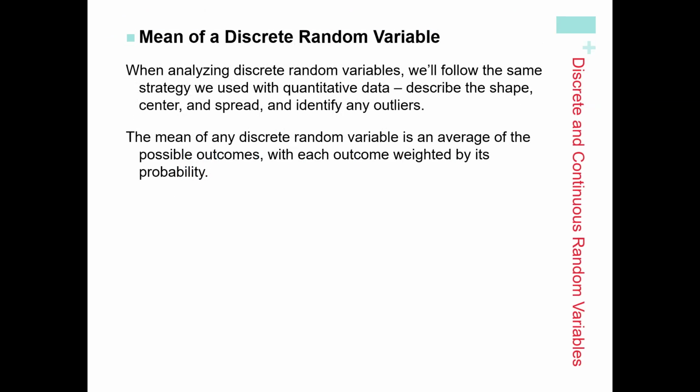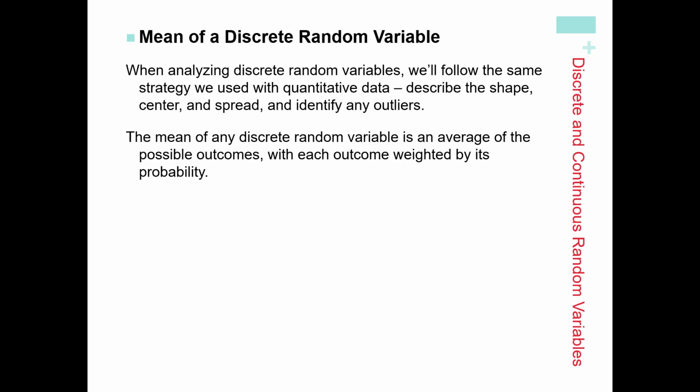Okay. So when analyzing discrete random variables, we are going to use the same strategies we use with quantitative data in our histograms. So check your SOCS. Describe the shape, center, and spread, and identify any outliers.